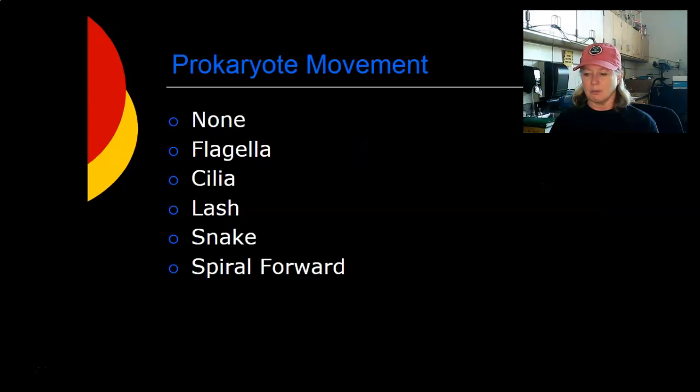Alright, prokaryotic movement can be that they have no movement, that they have flagella that make them swim, or they have cilia that make them swim, or they can lash, which is basically kind of like a snake movement. They can snake, like they can slither, and they can spiral forward where they are twirling.